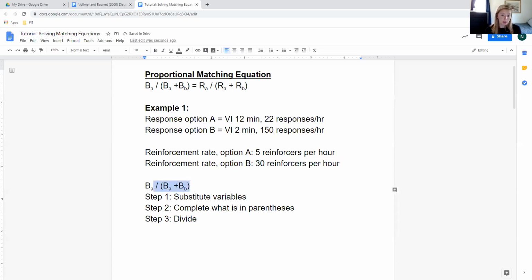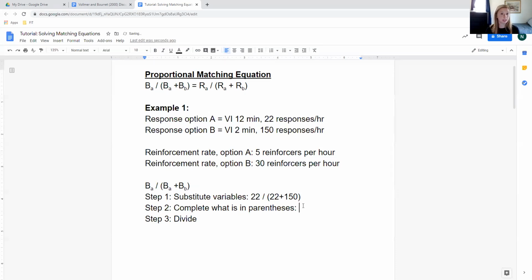When I'm filling out this side of the equation, the first thing I'm going to do is substitute those variables. I want the response rate for option A, which is 22 responses per hour, divided by, again, the response rate for option A, 22 per hour, plus the response rate for option B, which is 150 responses per hour. So that's my step 1. It's already completed.